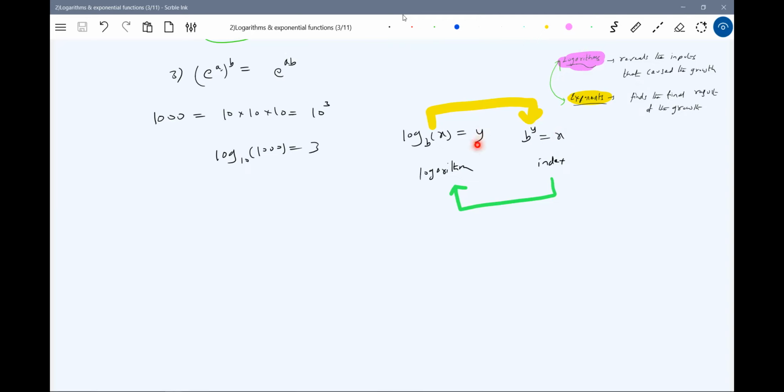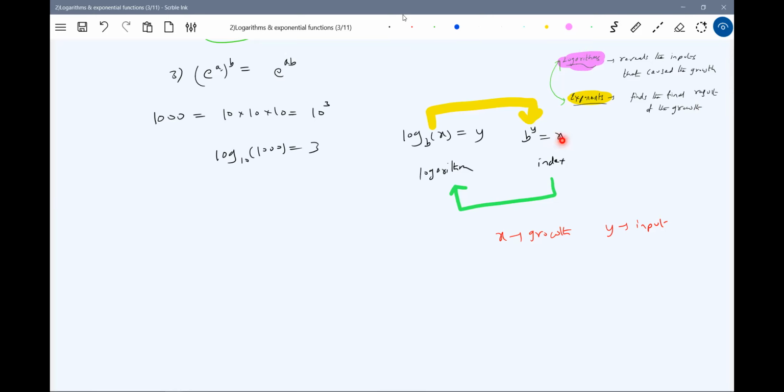So what is the input? Input is y. And what is x? Y is the input, x is the growth. So it reveals the inputs that cause the growth. Growth is what? X here. So you will put it here now. X is the growth and y is the input. I think that's the definition I'm putting, no? It finds the final result of the growth.